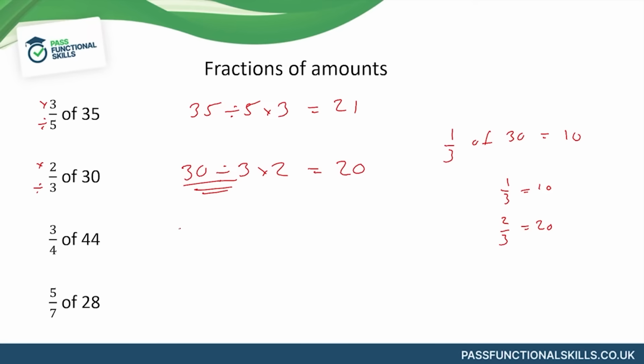So the next one, 3/4 of 44. Take your total 44, divide by the number on the bottom to work out 1/4 and times it by 3 to get 3/4. 44 divided by 4 is 11 and 3 times 11 is 33. 5/7 of 28, take your total, divide by the number on the bottom, multiply by the number on the top. 28 divided by 7 is 4, 4 times 5 is 20.